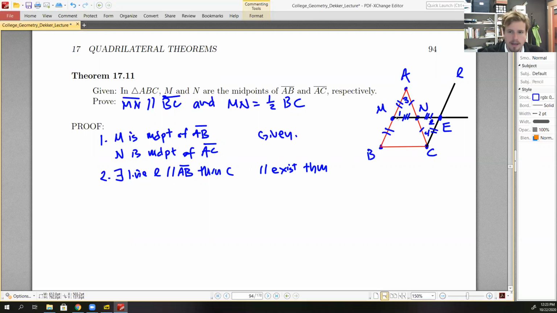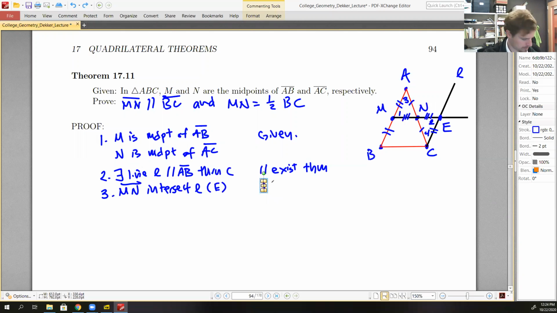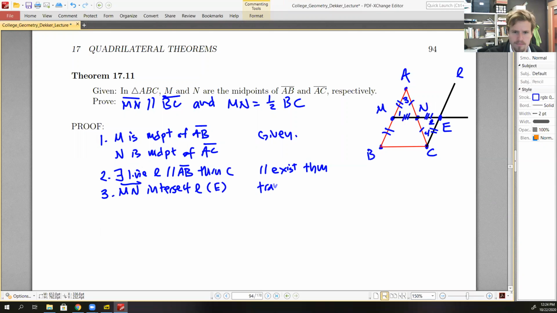Of course, we have that the line passing through M and N intersects L because a line that passes through one parallel must pass through the other parallel, right? So that is the next thing we want to say, that MN must intersect L. And we've labeled that point E. So that's by the transversal of parallels theorem.